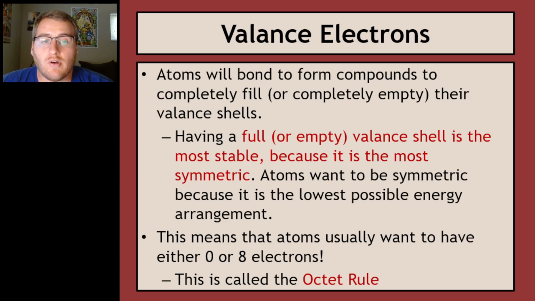Having a full or empty valence shell is the most stable because it's the most symmetric. Atoms want to be symmetric because it's the lowest possible energy arrangement. So that same keyword, energy arrangement, that we used with bonding, we're using again here. This means that atoms usually want to have either 8 or 0 electrons, and this has an official name. It's called the octet rule.